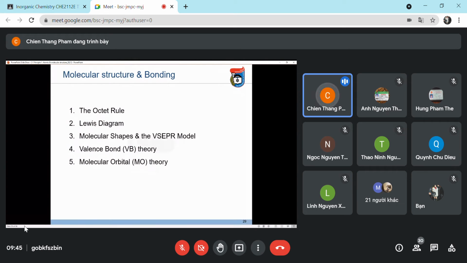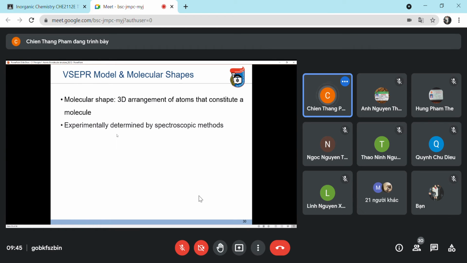Octet rule Lewis diagram, and we have already finished the first two parts. Now we consider the next one, which is about the molecular shape and the VSEPR model. First, we should consider what the molecular shape means and how we can determine it. The molecular shape is the three-dimensional arrangement of atoms consisting of molecules.